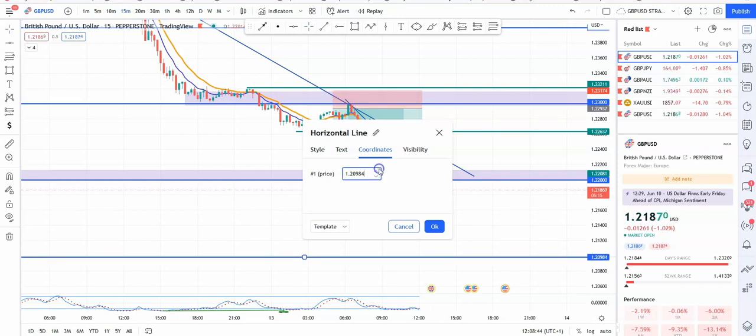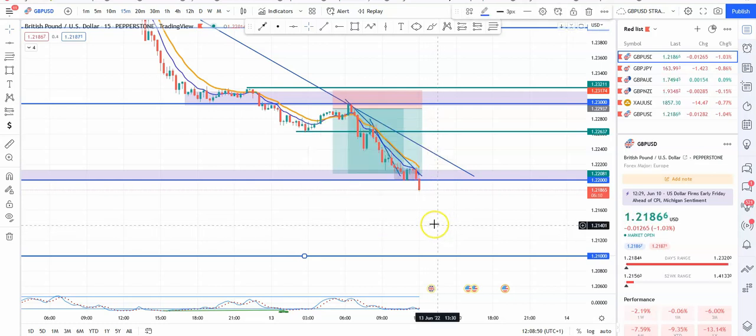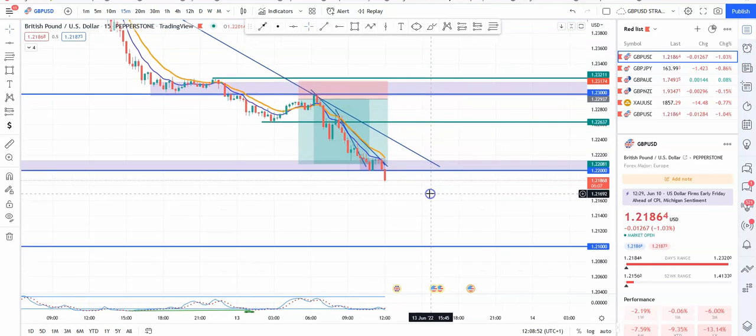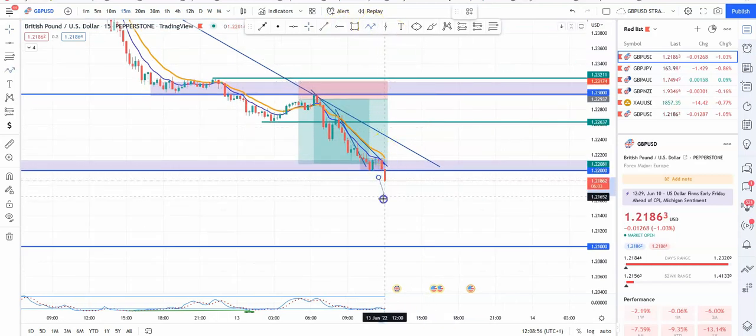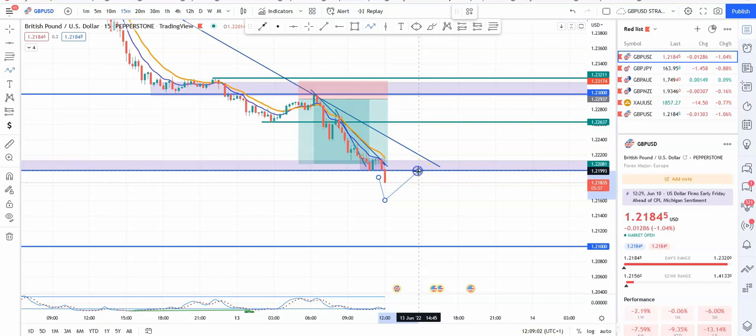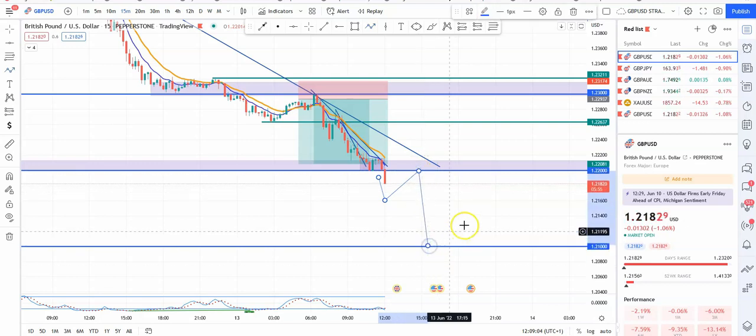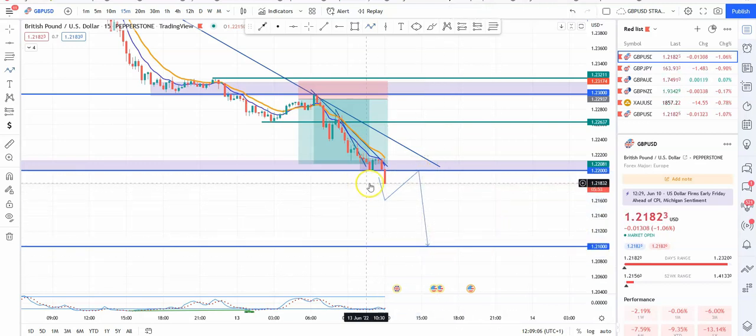Okay, the question is now, what do we do? I'll tell you what we do. Now it breaks. What we're going to wait for is a retracement. I don't know how far it's going to go. We wait for a retracement here, to this zone, to this trend line, whichever. And then we get in. That's our trade today.